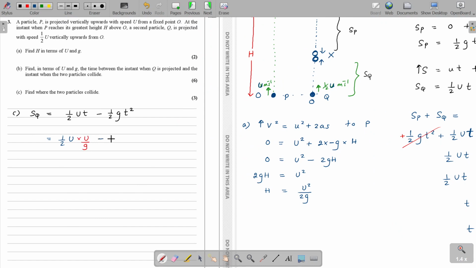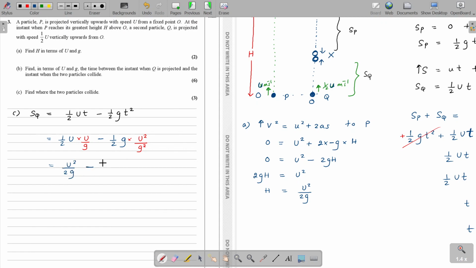Over here also I have minus half G T square. So T is U over G. T square will be U square over G square, because T is U over G. Simplify, I get here half U square over G. Do you agree? Or in other words, shall I write U square over 2G? Same thing, right?